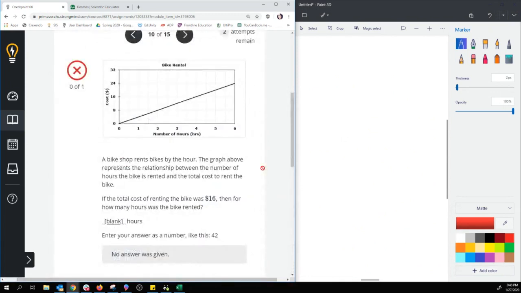All right. So on number 10, if the total cost of renting a bike is $16, I want to know how long I rented my bike. So here I have my $16, right? Because my money is over here. If I take this line and I follow it till I reach my graph, and I go straight down, 4 exactly. So for this one, we should have 4 hours. That one was simple, right? I wish more of them were like that.